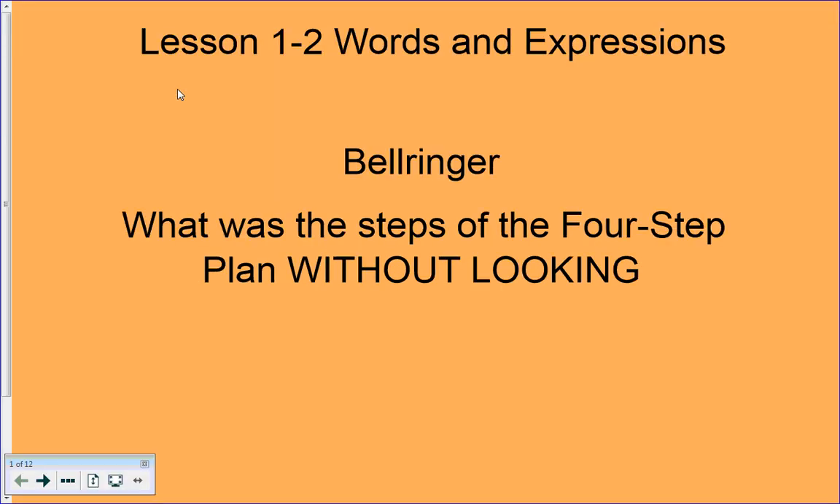Okay, in your notebooks, you should have some things written down for me. You should have lesson 1, 2, words and expressions in your table of contents. So make sure you get that done. And then you need to find your next page. And you need to make sure you have this written in that first page.